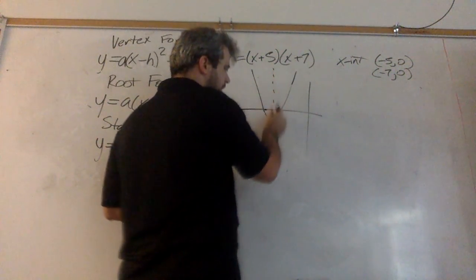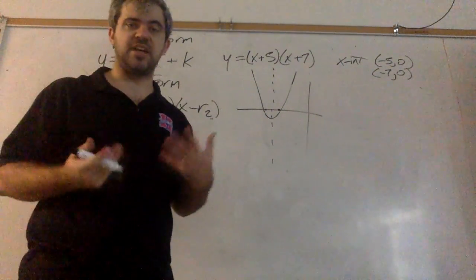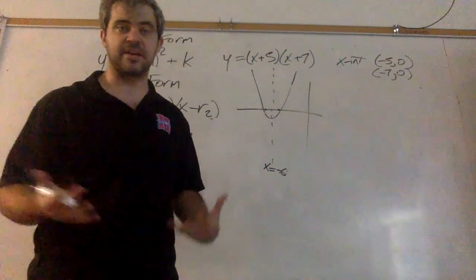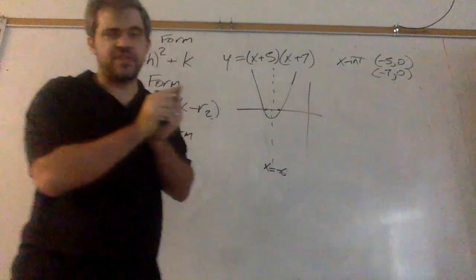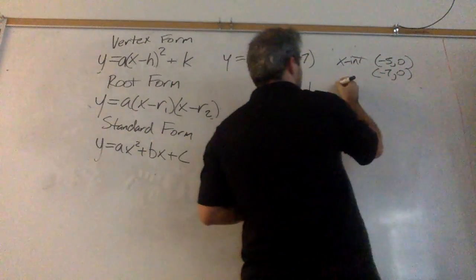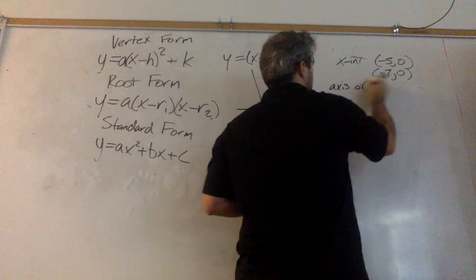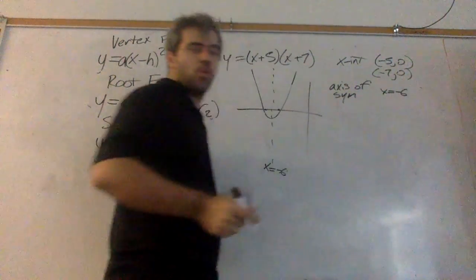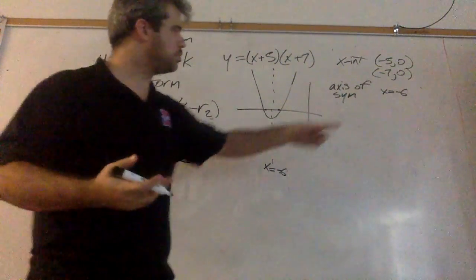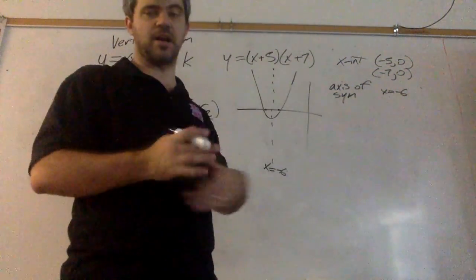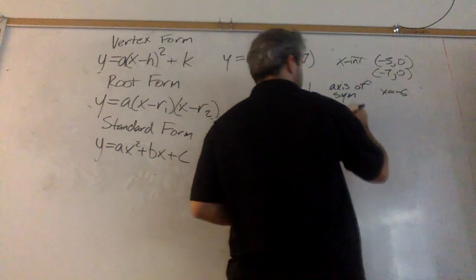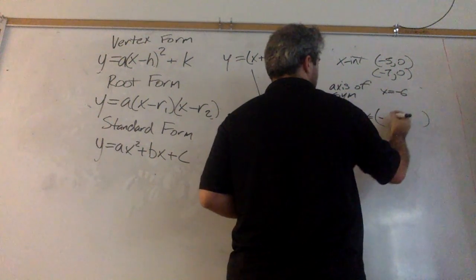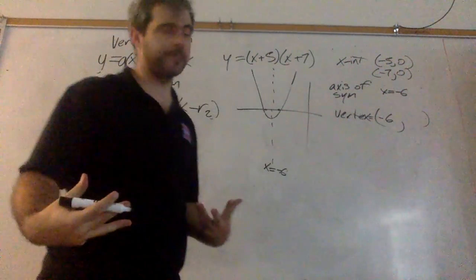Well, what comes in the middle of -7 and -5? Well, this line right here is going to be x equals -6. How do we know? It's the average of these two. Okay, so our axis of symmetry is x equals -6, which means if we want to find our vertex, we need to plug in this value to get our y. Okay, so our vertex is going to be (-6, something).